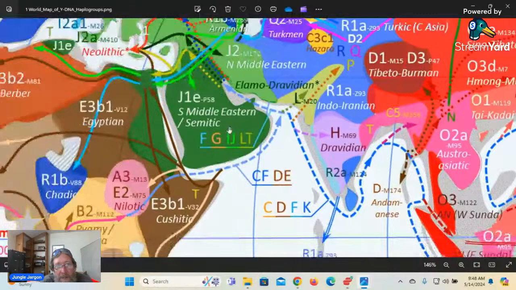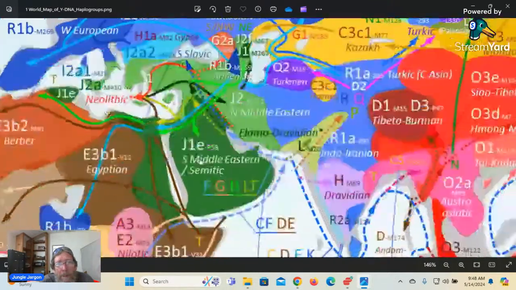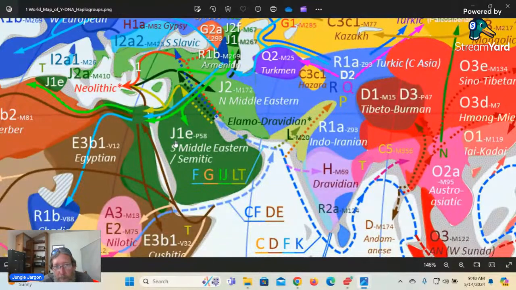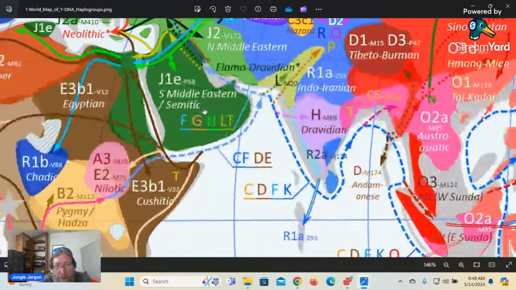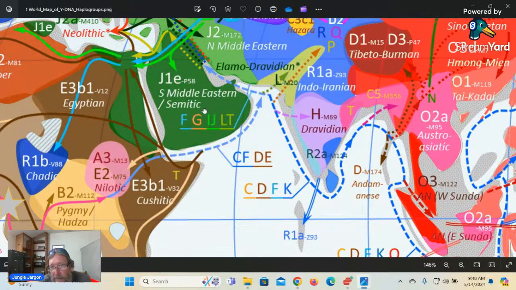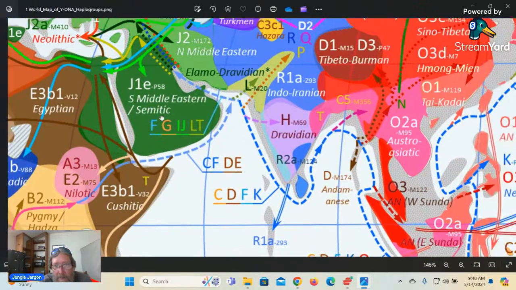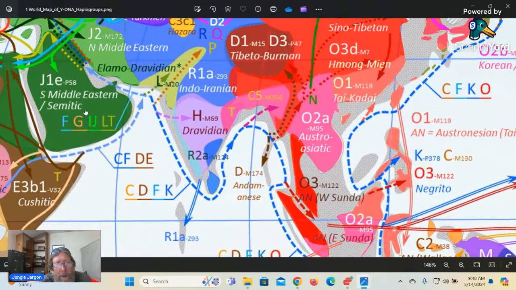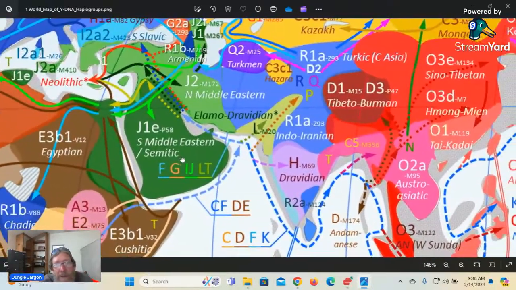And it even says here J1 P58 Middle Eastern Semitic. So it's already identifying the J lineage as being Semitic, probably because of the modal haplotype, which is J1 P58, which is the modal haplotype identifying the Semitic lineage. But what are the chances that these all fit together so well?